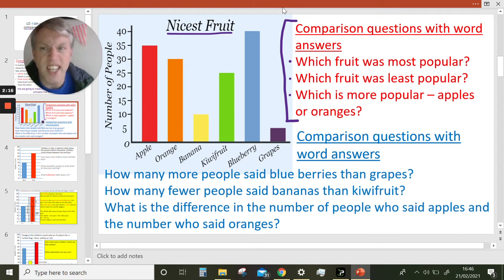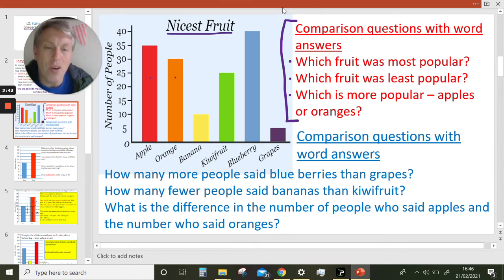Which fruit was least popular? We're looking for the smallest number, the smallest bar, grapes. Which is more popular, apples or oranges? Well, now we're comparing just these two, and we're saying which is more. Okay, apples is more than oranges, more popular.